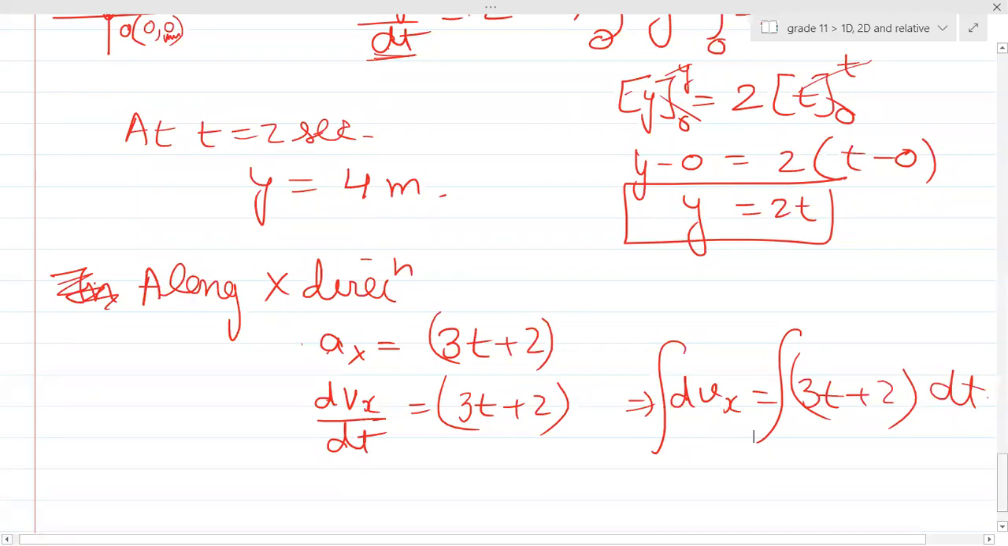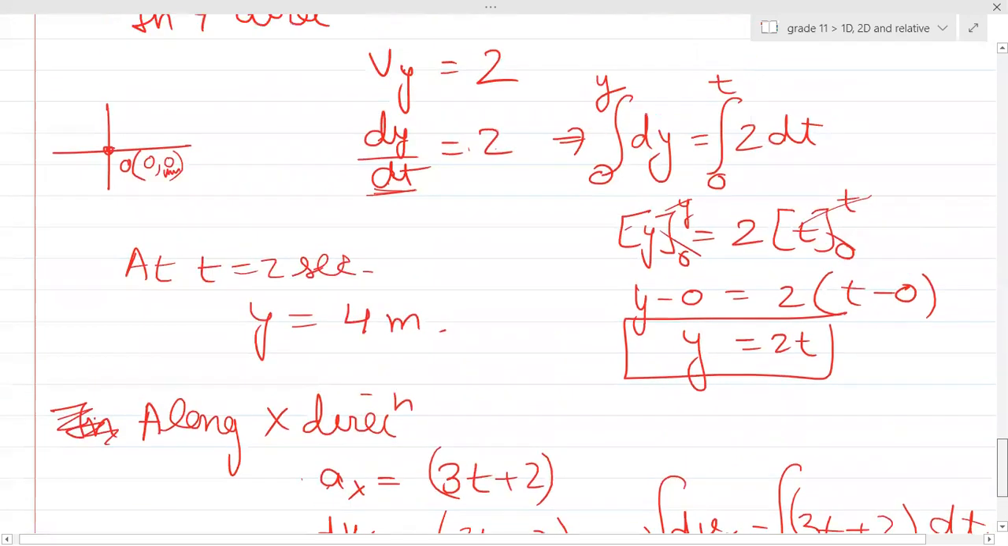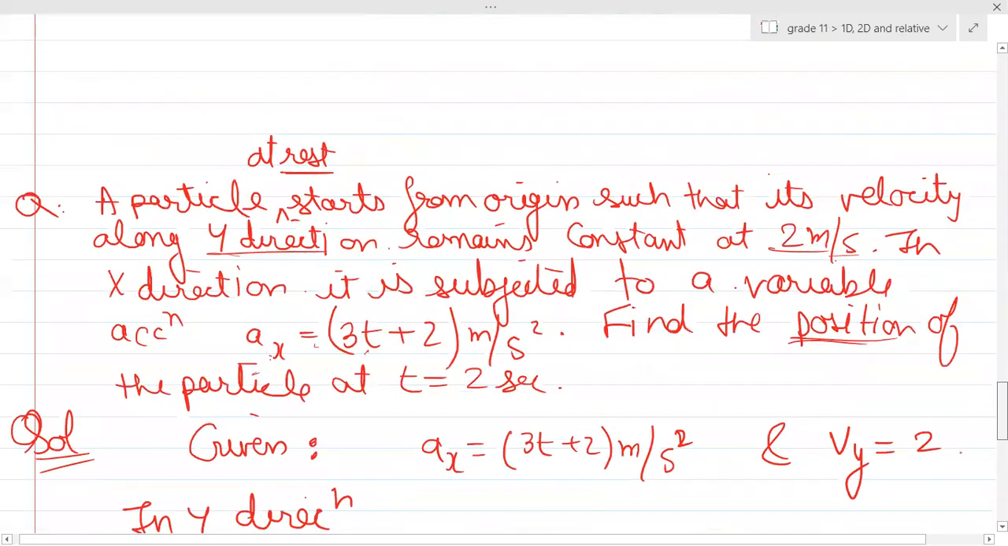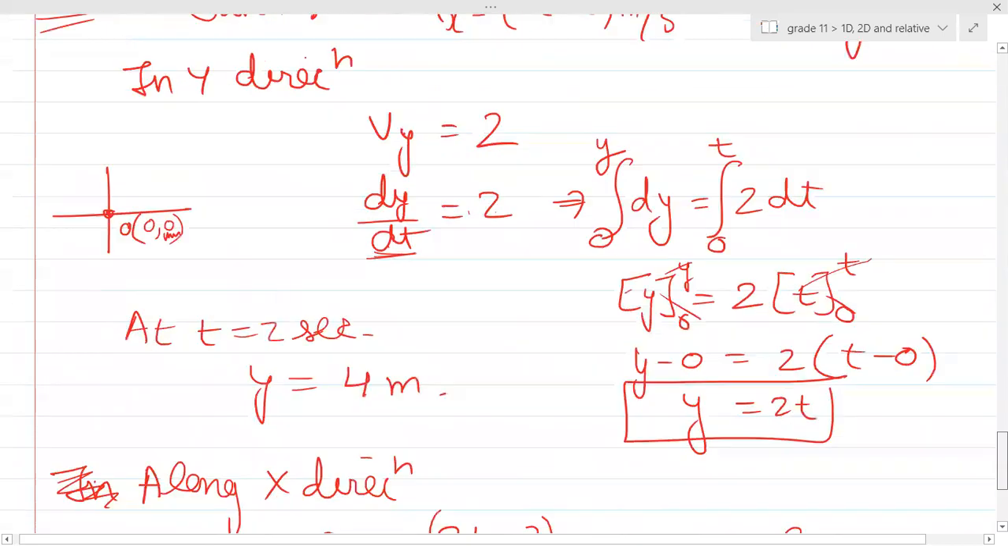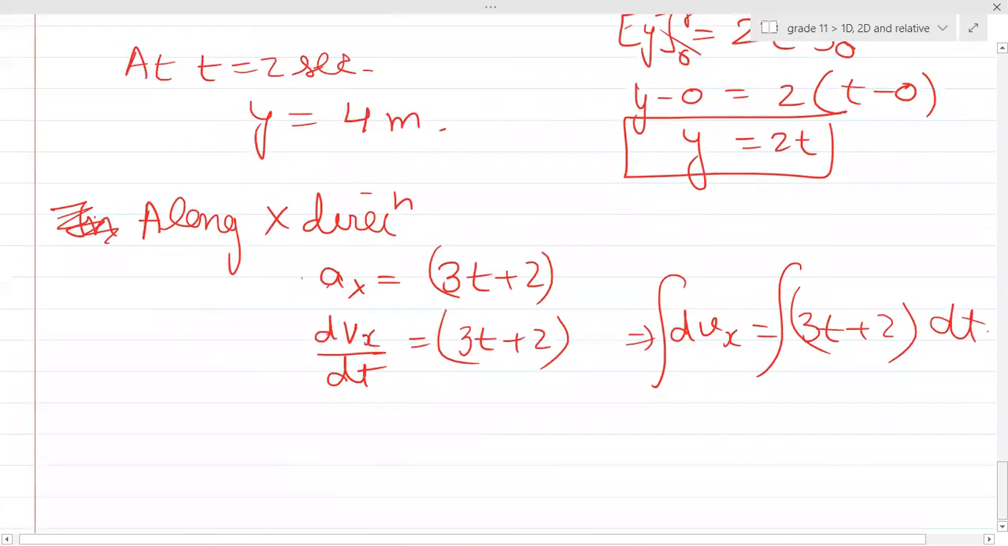So can you see over here, when time was 0, when you started observing things, the particle started from rest. So if it starts from rest, then what is the initial velocity? 0 i cap plus 0 j cap, right? Yes or no? So when time was 0, this velocity was 0. When time became t, this became vx. So from here you'll get vx.